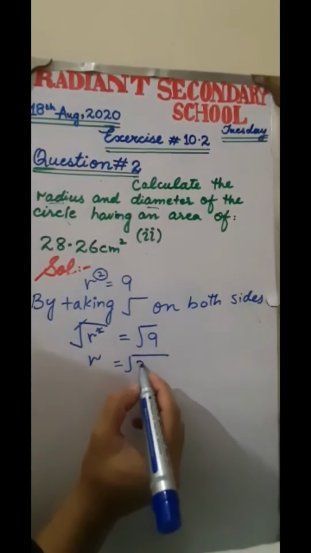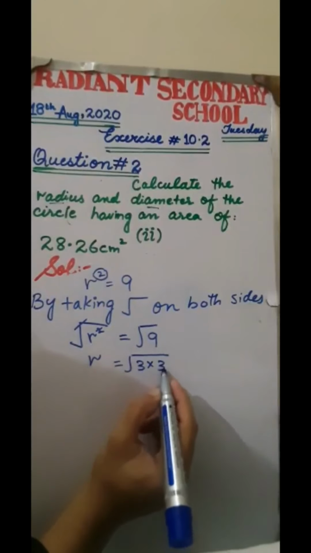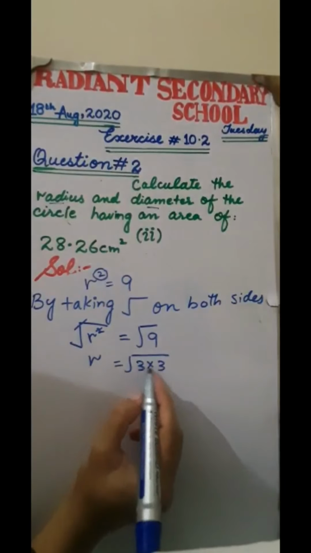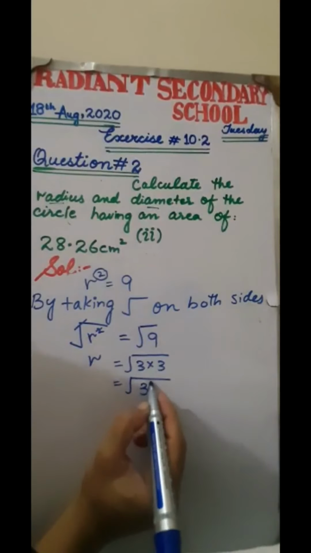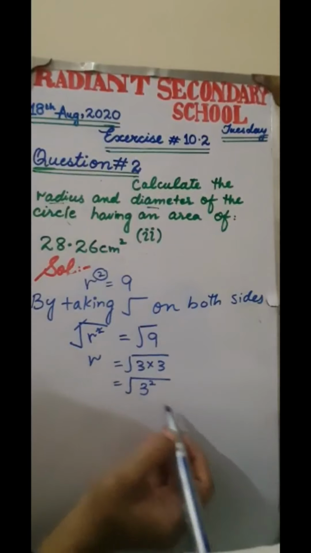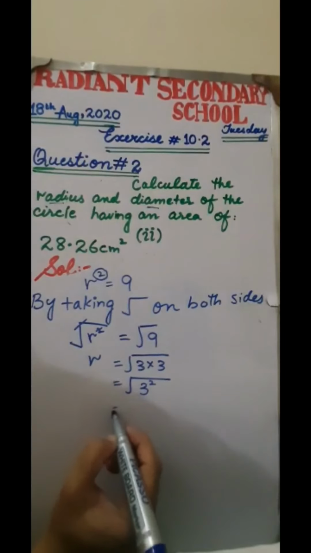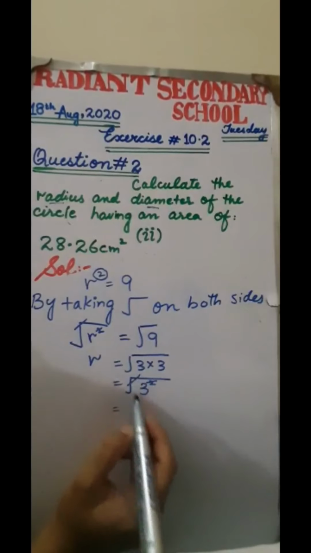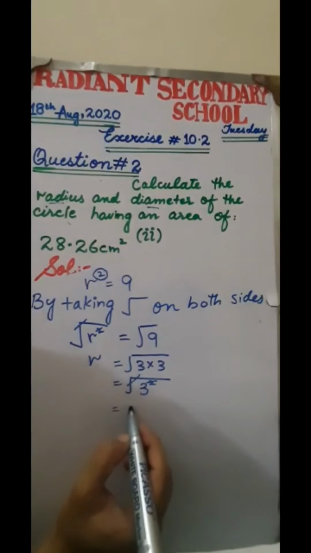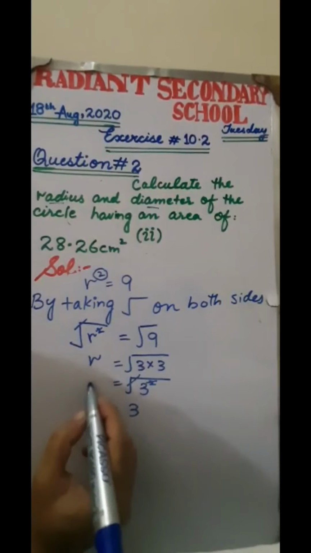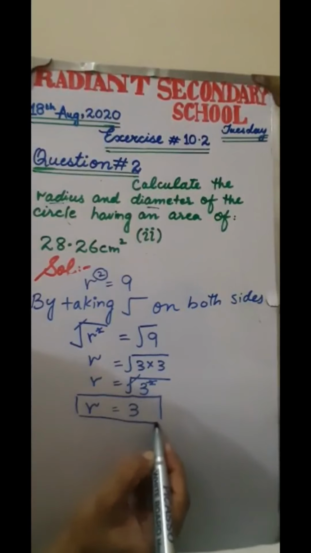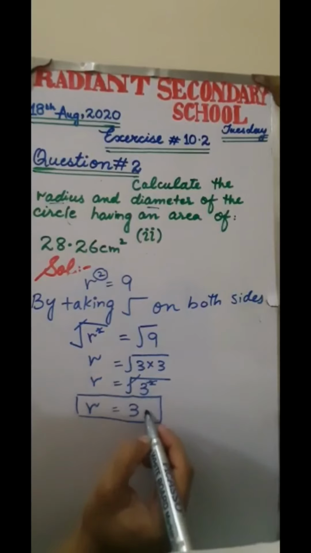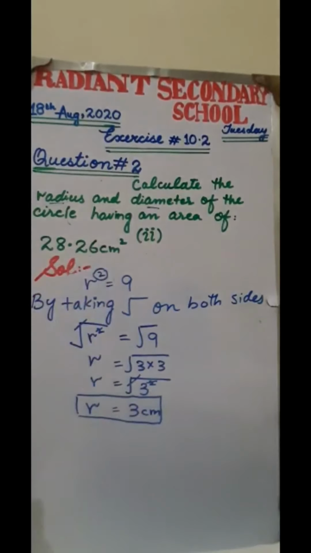In the place of 9 I can write 3 multiplied by 3, which is again 9. When two same numbers are multiplied with each other, you can write them as 3 square, and this square can be cut with the under root. Only 3 is remaining, so 3 is our required radius, and the unit of radius you have to write here is centimeter, because centimeter is used in the question.